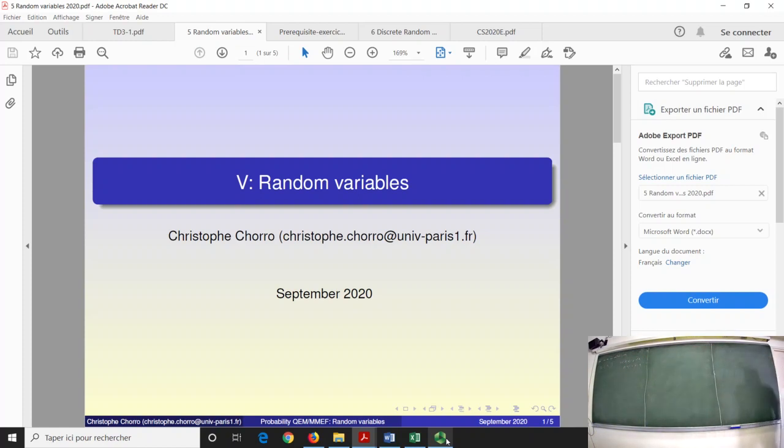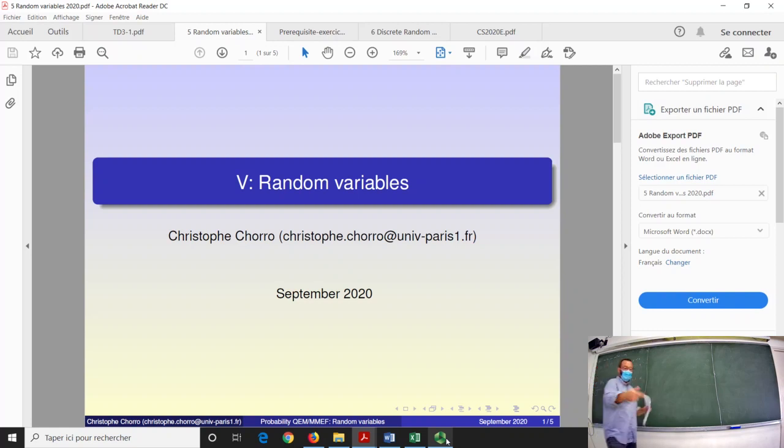So I have a coin that may be unfair. I denote by p the probability of head, and I denote by q the probability of tail. Okay? So my situation will be the following. We flip the coin until the first head appears.